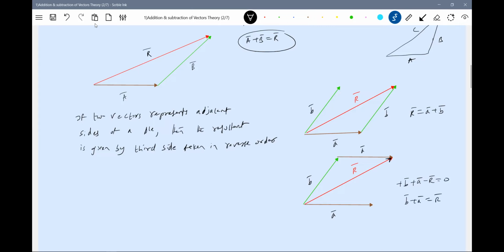So whether you add first a bar to b bar or b bar to a bar, the length of the resultant and its orientation will not change. Suppose if this is the alpha, it will remain same. And you measure the length of the vector in both the cases, it's going to be same. So they show that a bar plus b bar equal b bar plus a bar. So this is called the commutative law.